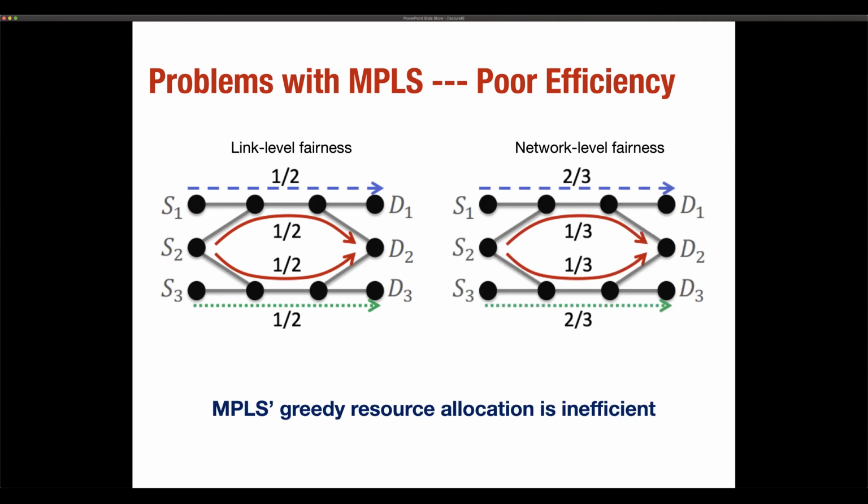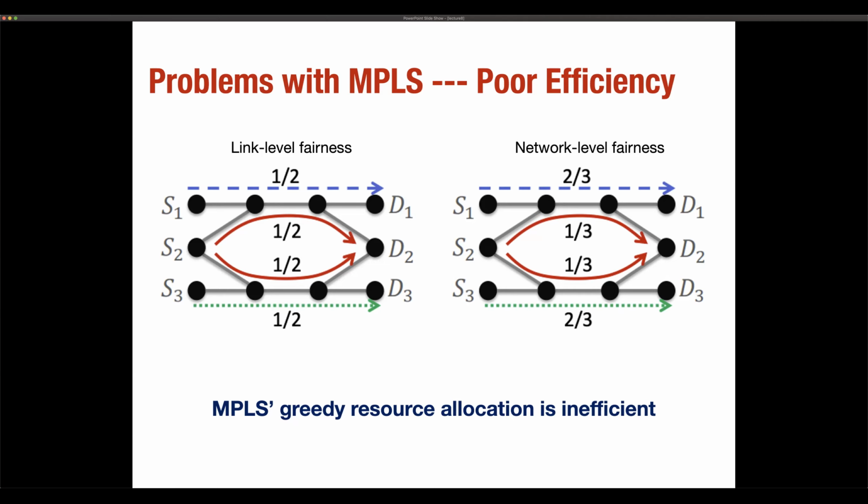A better approach can be that we send one third of the traffic for S2, D2 over the two links, right? So this is not fair in the sense that on the link that is shared by S1, D1 and S2, D2, S2, D2 is getting a smaller fraction of that link, and S1, D1 is getting a larger fraction of that link, right? So at the link level, this is not fair. But overall, at the network level, it is fair. So all of these source destination pairs are actually getting an equal share of the resources, and each of them is able to satisfy 2/3 of their demands, right?